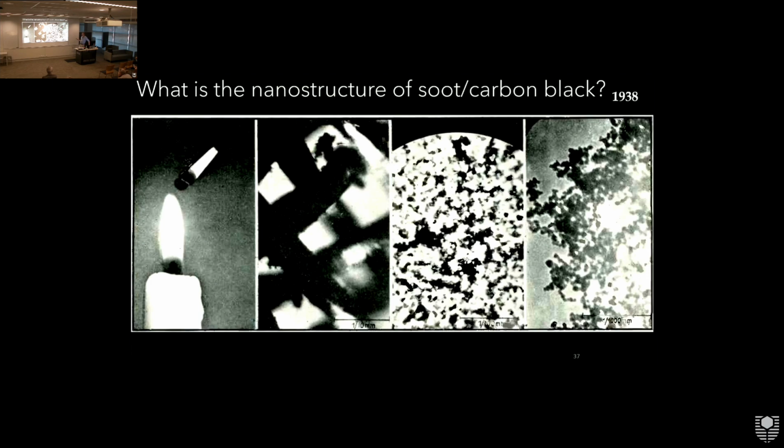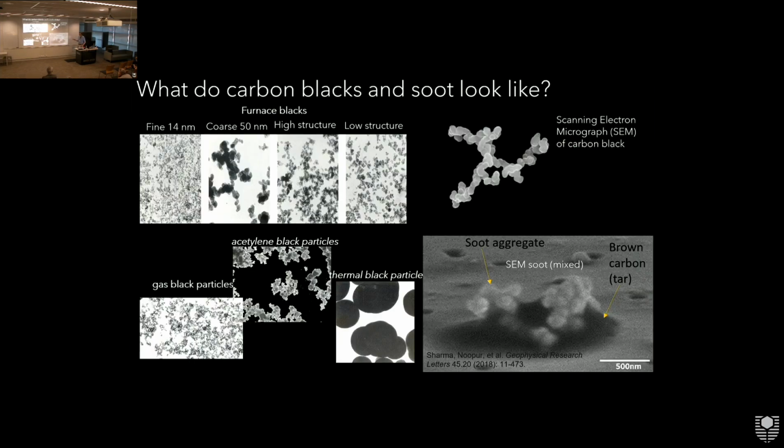These particles are only about 20 nanometers across, so super small. So here's some different carbon blacks in the electron microscope. This is actually a scanning electron micrograph of carbon black. You can see it's made up of these spheres.